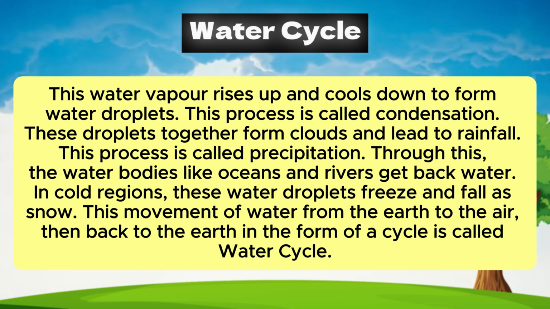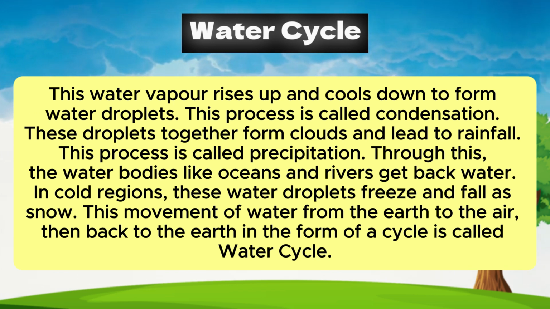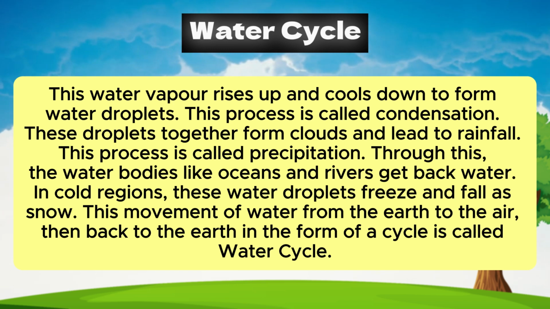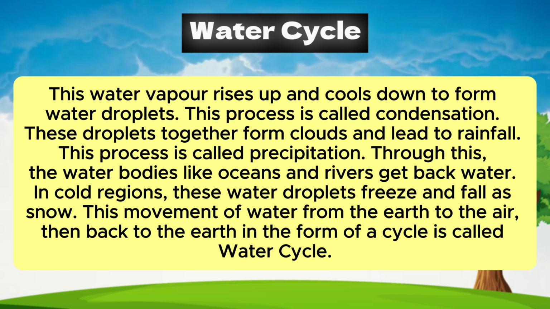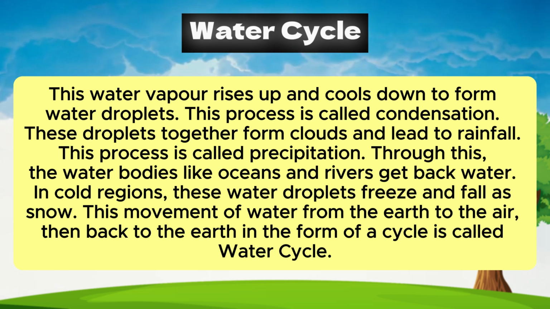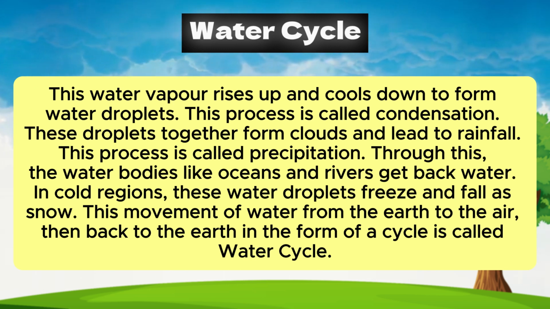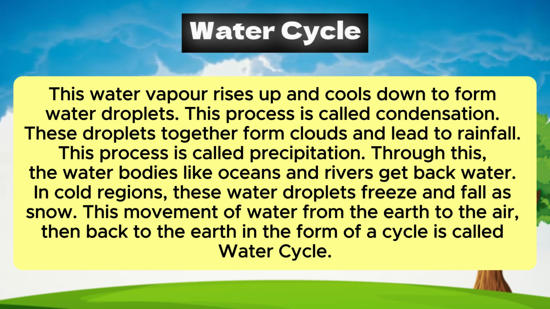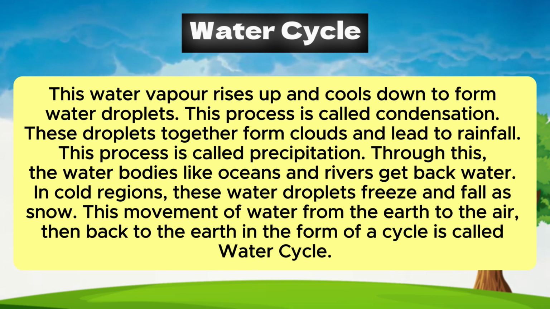Through this, the water bodies like oceans and rivers get back water. In cold regions, these water droplets freeze and fall as snow. This movement of water from the earth to the air, then back to the earth in the form of a cycle is called water cycle.